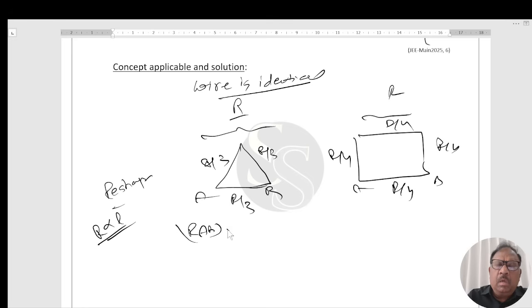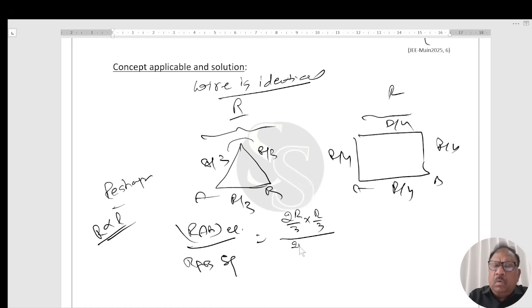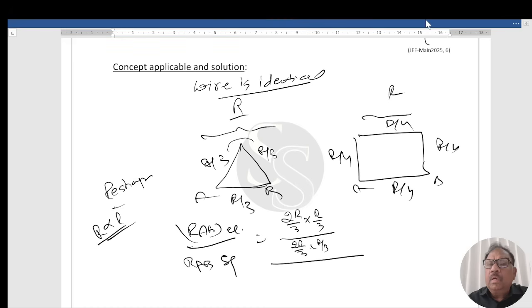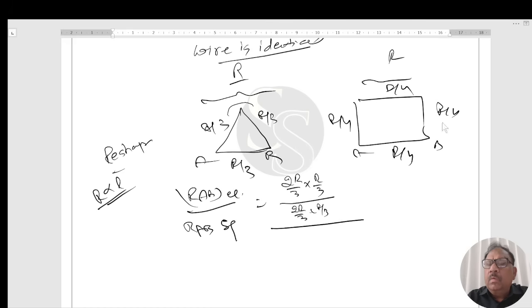R_AB for the equilateral triangle, and R_AB for the square. In this case, it will be the product upon sum: 2R/3 into R/3 upon 2R/3 plus R/3. And in this case, 3R/4 into R/4 upon 3R/4 plus R/4.